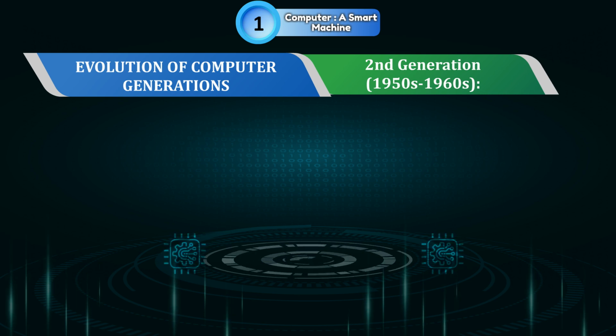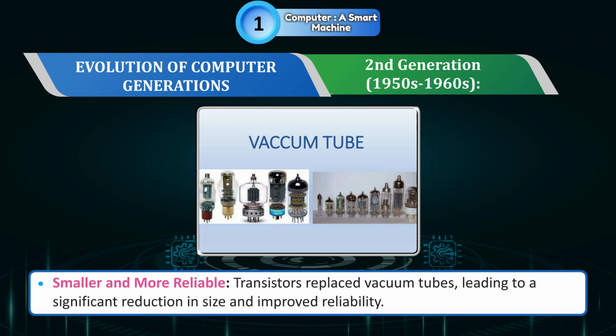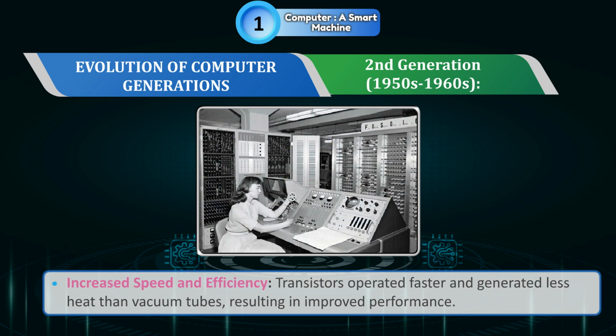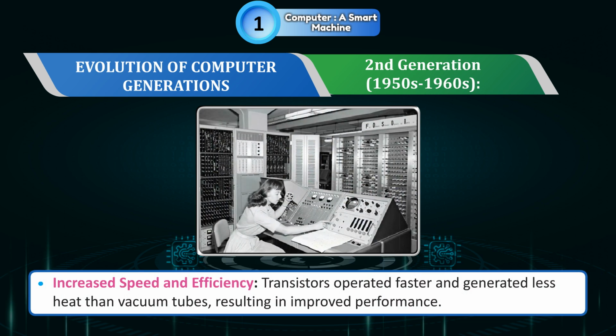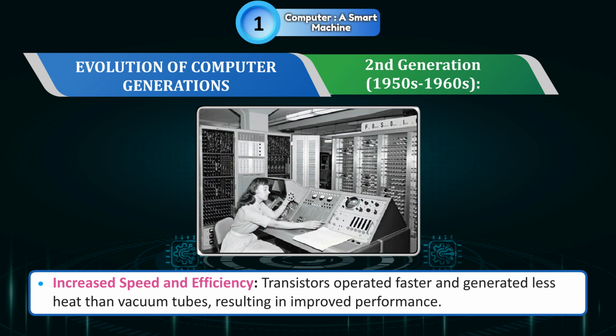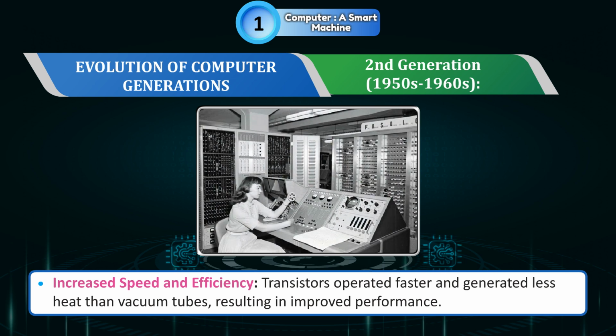Second generation, 1950s to 1960s. Features of second-generation computers: smaller and more reliable. Transistors replaced vacuum tubes, leading to a significant reduction in size and improved reliability. Increased speed and efficiency: transistors operated faster and generated less heat than vacuum tubes, resulting in improved performance.